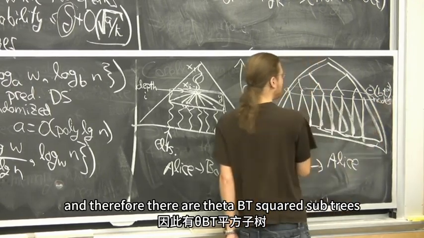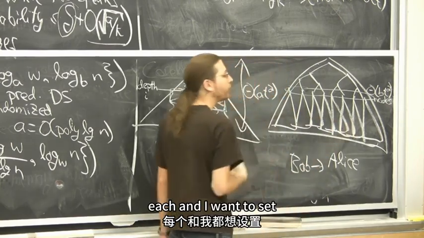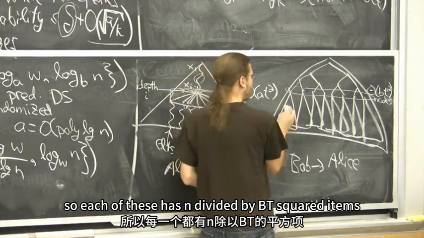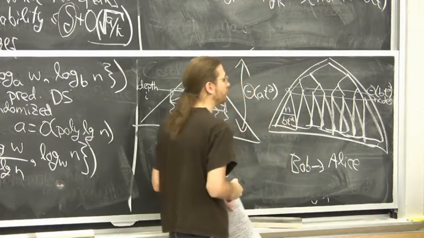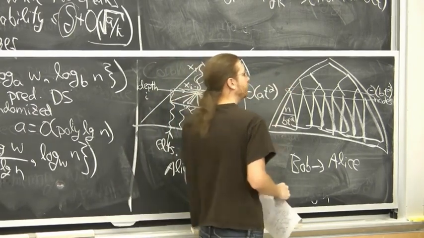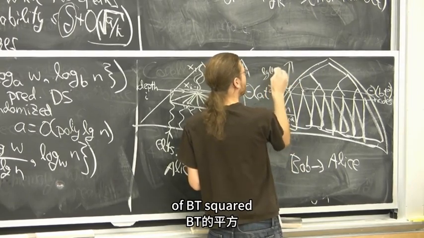And therefore, there are theta bt squared subtrees. I want to set up the n items to be uniformly distributed, so each of these has n divided by bt squared items. We used a few bits up top here. How many bits was this? Just log of bt squared.